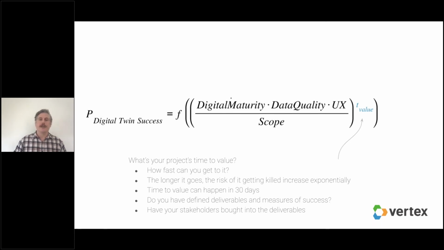So if your time to value, and again, I would say everything in here is between a 0 and 1, and you raise that to the time to value, as more time progresses, the probability gets lower, right, exponentially. So if you can make that project happen very quickly, I think you will be successful.